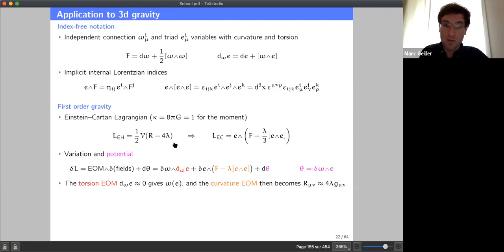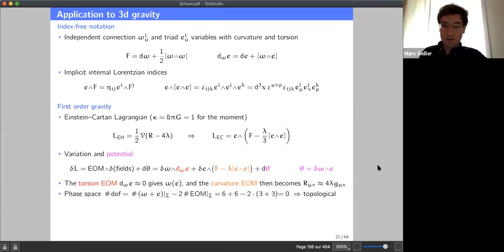We will explicitly compute this torsion-free connection. And then when we plug this first equation of motion into the curvature equation of motion, this curvature reduces to the familiar Riemannian Ricci curvature equation, which is here the Einstein equation, R mu nu equals 4 lambda g mu nu.